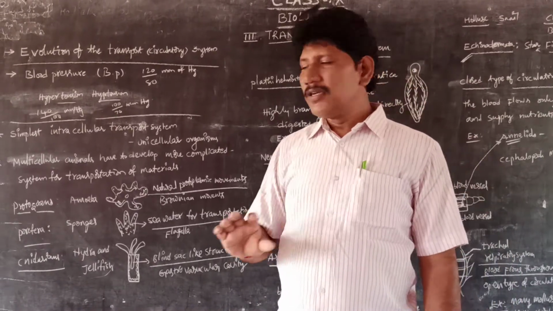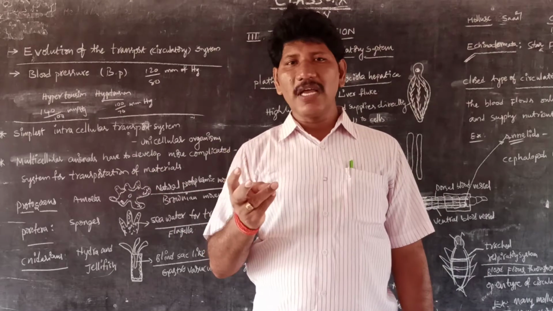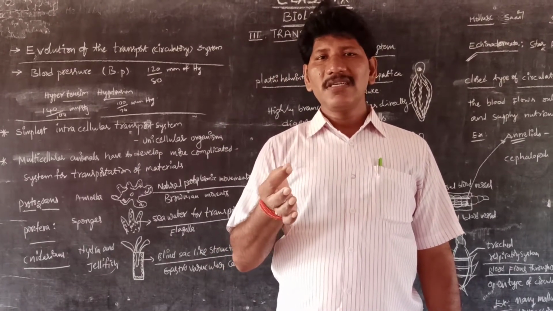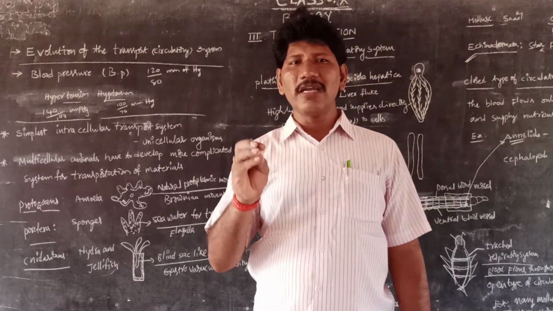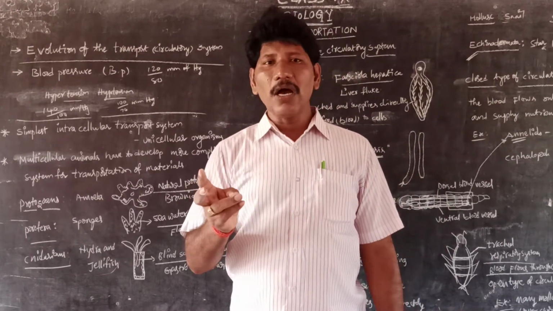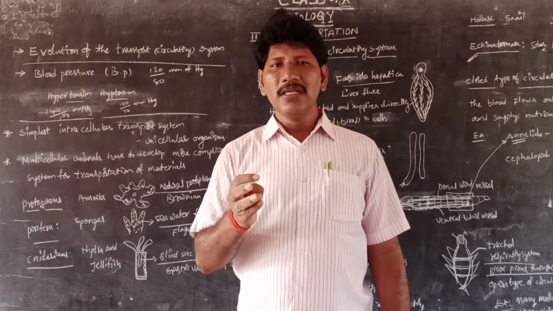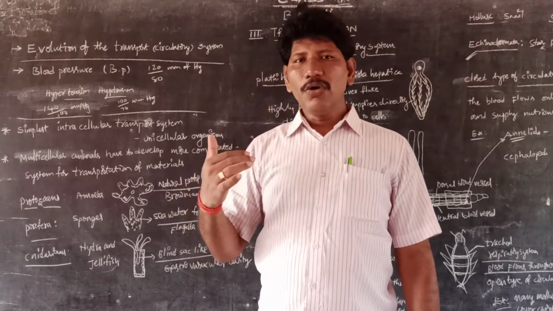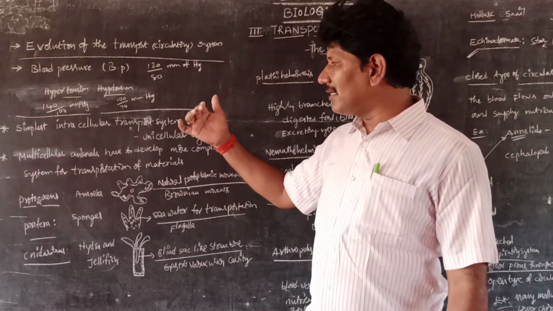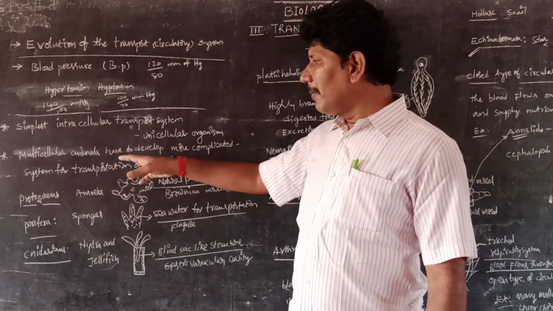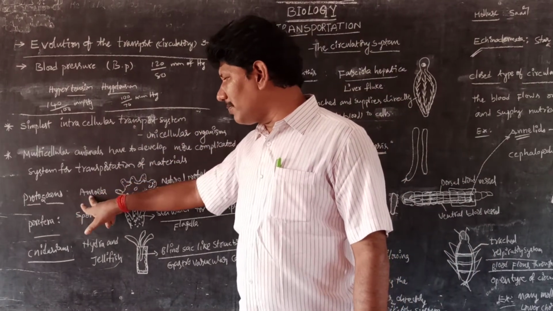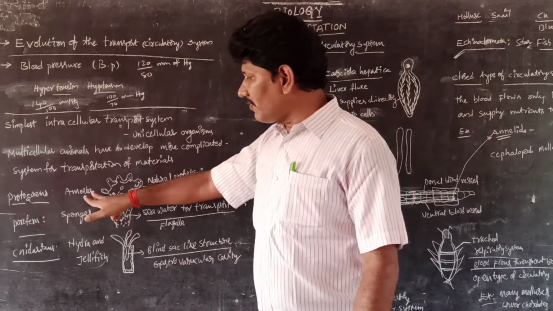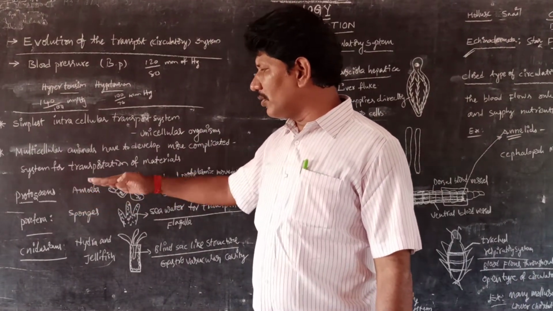Those are nine phyla: Protozoa, Porifera, Coelenterata or Cnidaria, then Platyhelminthes and Nematohelminthes. These five phyla are called lower phyla. Annelida, Arthropoda, Mollusca and Echinodermata: these four phyla are called higher phyla of invertebrates. So, how the transport system evolved or developed from protozoans like amoeba to echinoderms like starfish, we have to discuss phylum-wise.